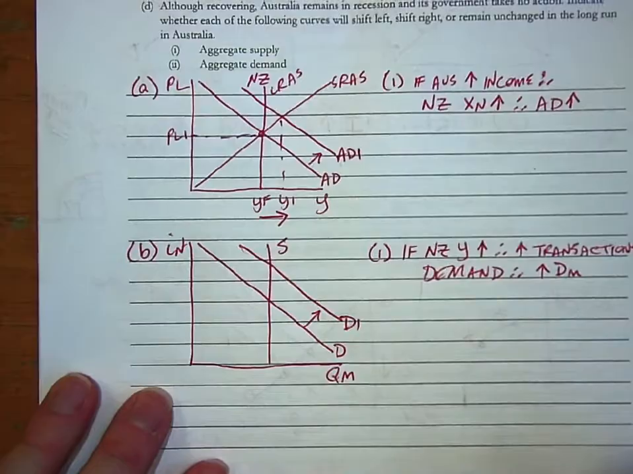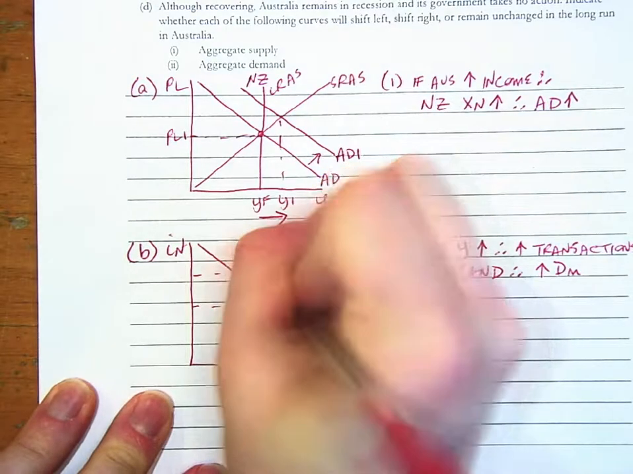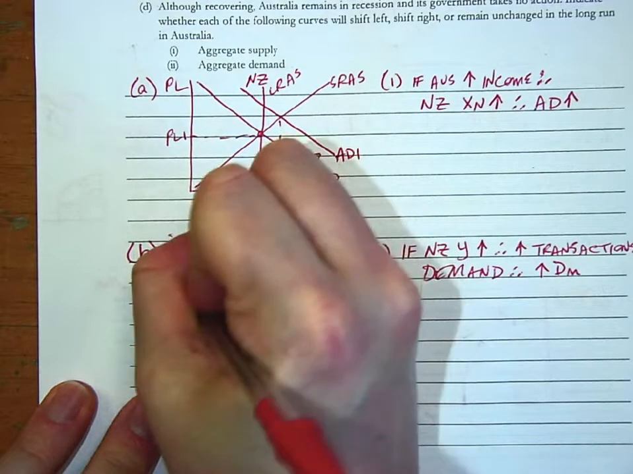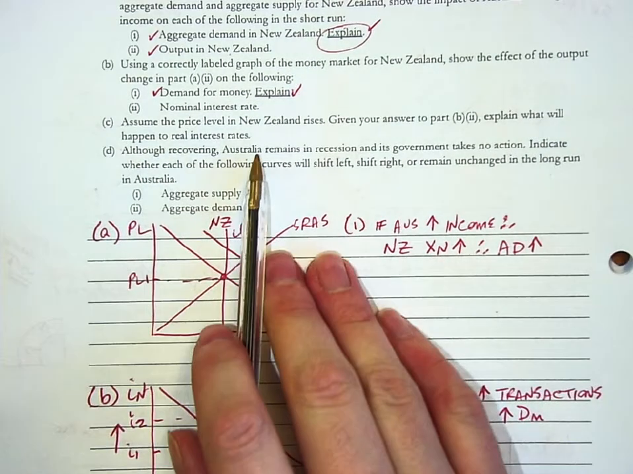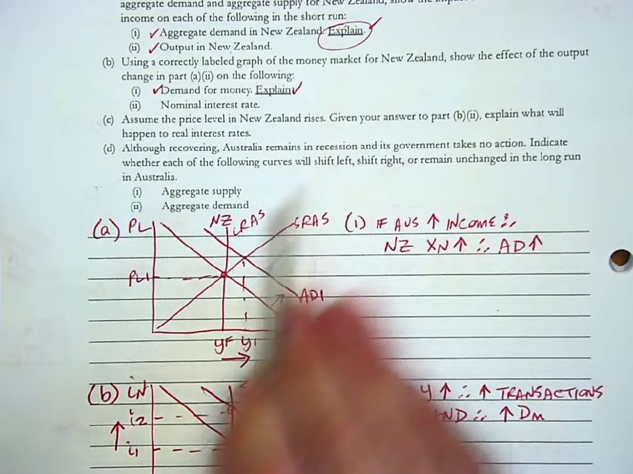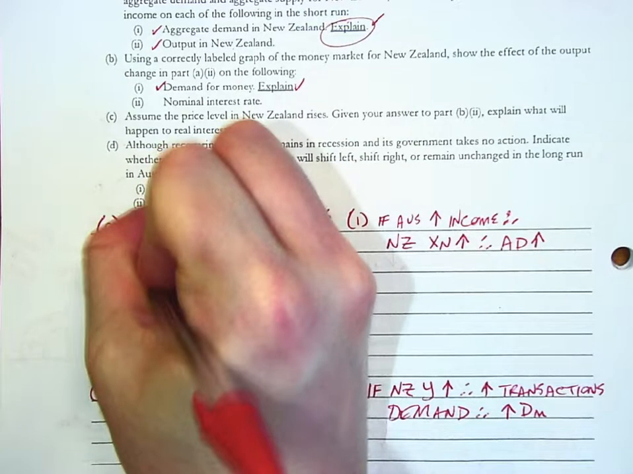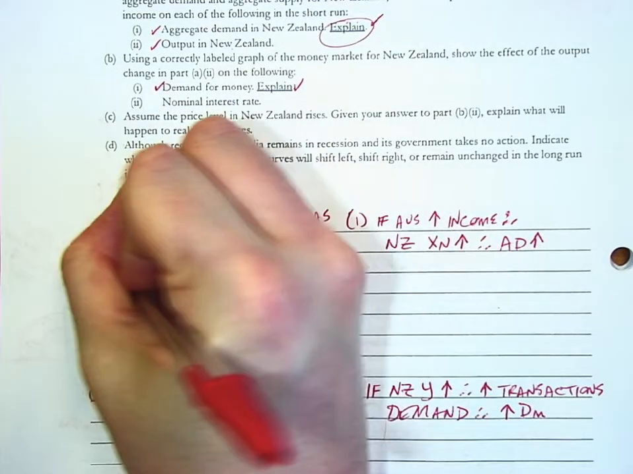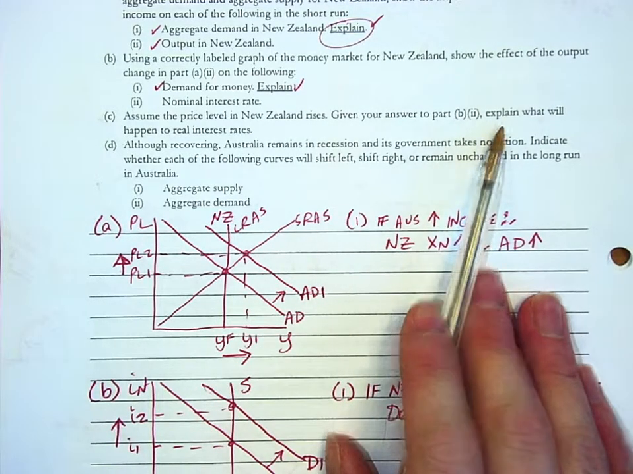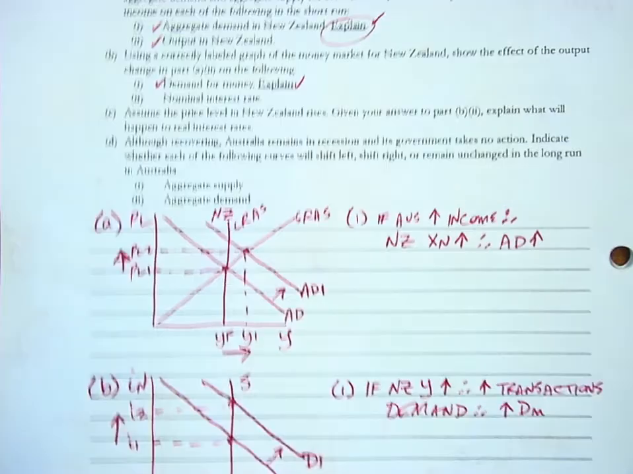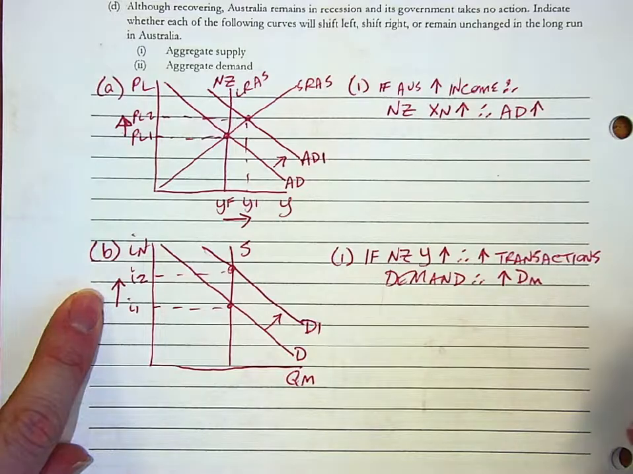All right, let's show that on the graph. Yep, that's here, to here, and I sub 1 to I sub 2. So the interest rate goes up. Then it says, assume the price level in New Zealand rises. Okay, and it probably should, given this picture, PL2, it should go up, right? Then it says, given your answer in B2, explain what will happen to real interest rates. So our answer in B2 was that nominal interest rates went up, right?